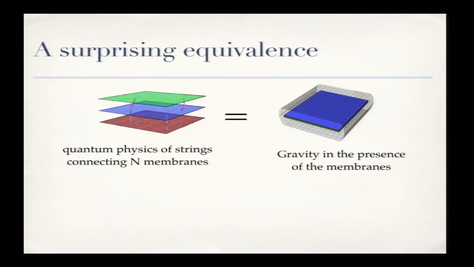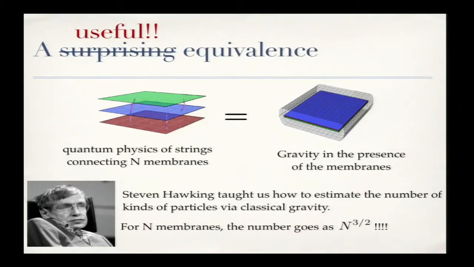And whenever we have really massive objects, they curve space-time. So in particular, they can form a black hole horizon around them. They can form a black hole. And the surprising equivalence is that the quantum physics of the strings connecting the n membranes is equivalent to gravity in the presence of these membranes. And this equivalence is actually also useful because anything that we can compute in terms of the quantum physics of these strings, we can also compute in gravity.